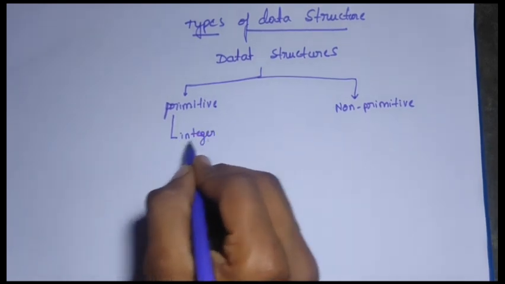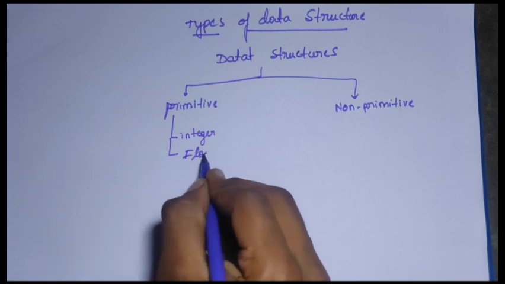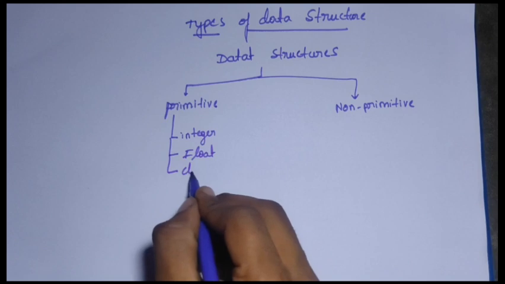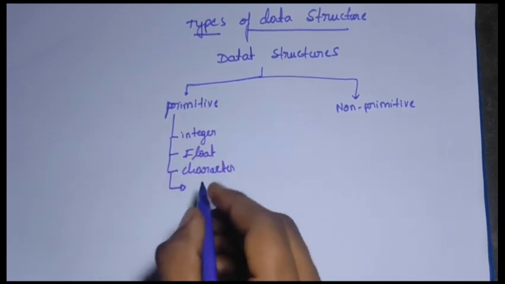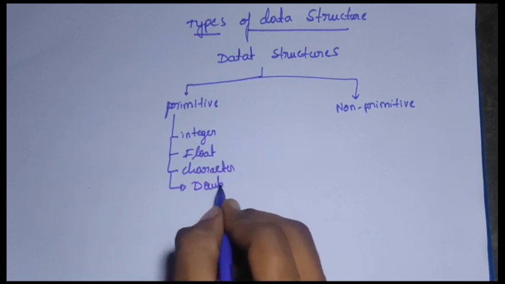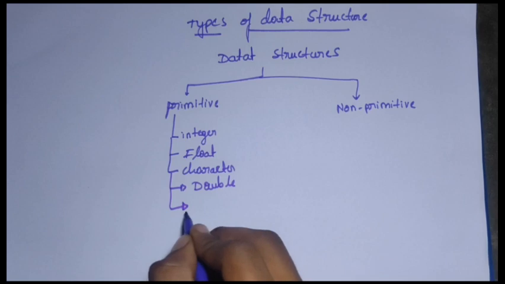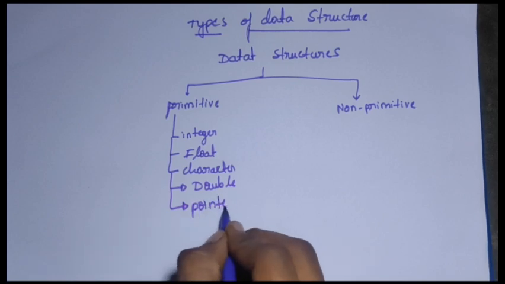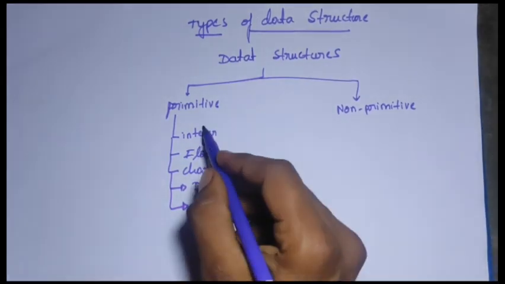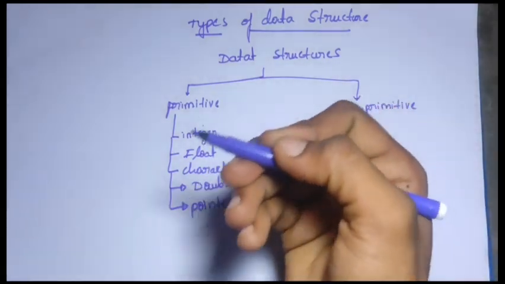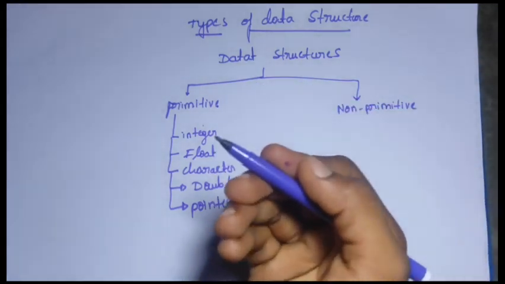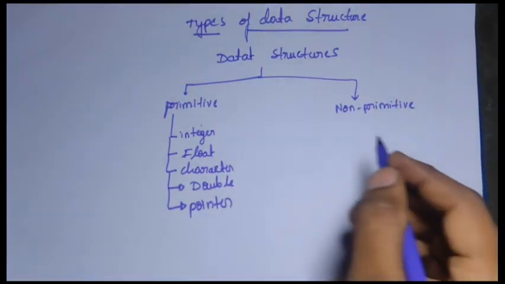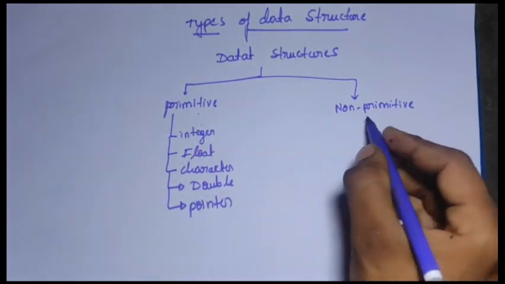integer, float, character, double, pointer. Okay, the primitive data structure is nothing but which can be directly manipulated or accessed by the machine level. Non-primitive is nothing but derived from the primitive data structure.